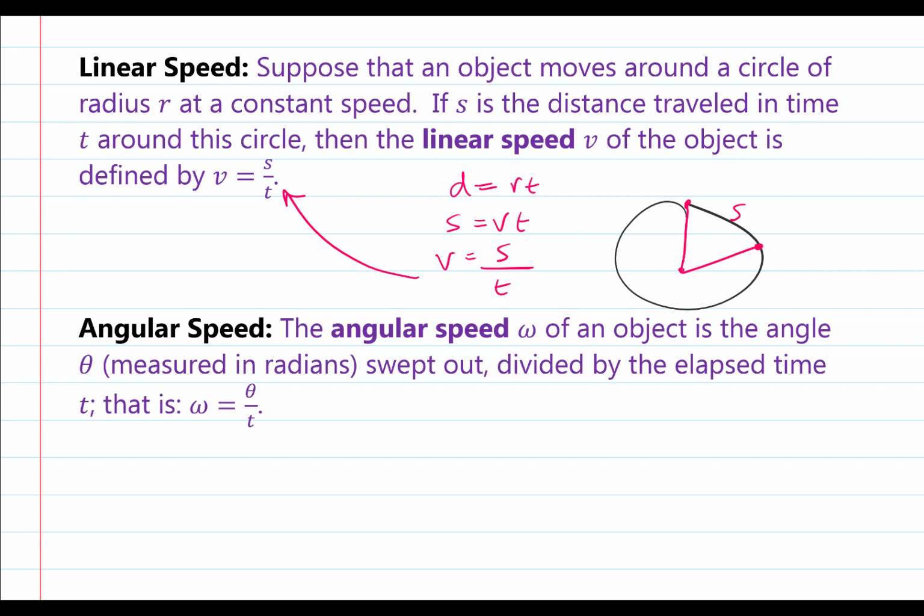Now let's go to angular speed. Instead of speed being measured as a distance over a unit of time, this time it's going to be measured as radians, or an angle, over a unit of time. So theta is an angle in radians over a unit of time, which can be represented as hours, minutes, seconds, etc. The angular speed omega of an object is the angle theta, measured in radians, swept out divided by the elapsed time t. That is, omega is equal to theta over t.